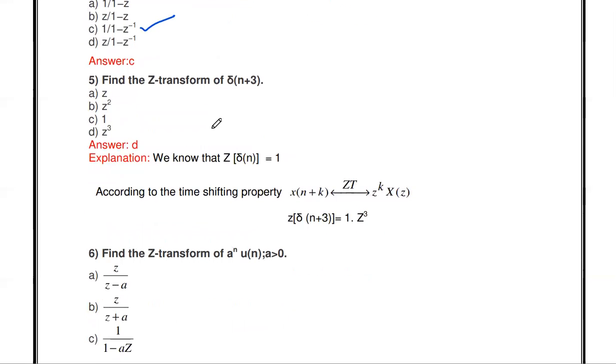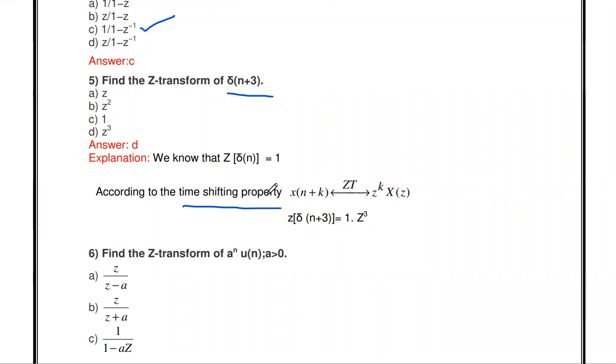Then the next question: find the Z transform of delta of n plus 3. We already calculated the Z transform of delta of n. What is it? It is 1. Now, in order to calculate the Z transform of delta of n plus 3, we have to use the time shifting property.